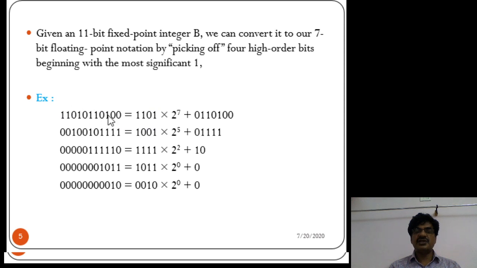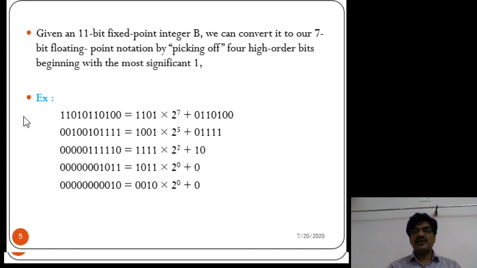In the fixed point notation, it is 11 bits, whereas in the floating point notation, it is totally just 7 bits: 4 for mantissa, 3 for exponent. But in floating point notation, the number is not exactly equal to the fixed point number. There is a slight error between them, but it is very small, hence negligible.